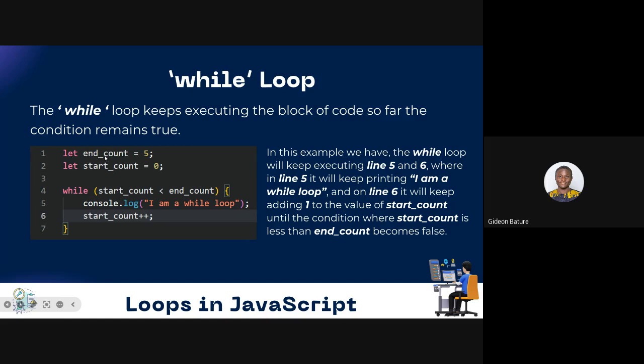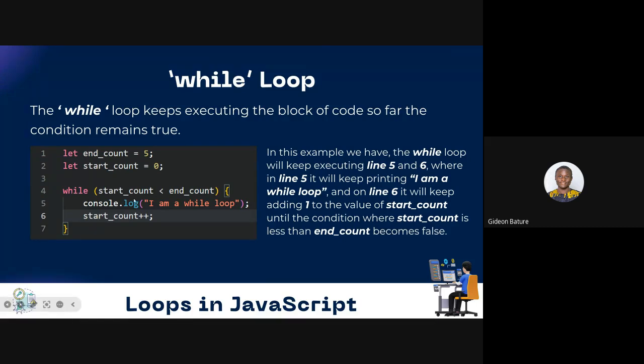All right. So let's look at this code snippet. It says let end count be 5 and let start count be 0. So now the while loop is checking, is start count less than end count? So far start count is less than end count, it should keep on executing.